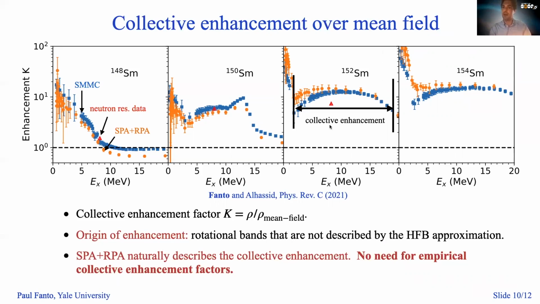Its origin is the presence of rotational band states, which can be thought of as collective rotations of the entire nucleus and that are not described in the mean field HFB approximation. And the key takeaway here is that the SPA+RPA naturally describes this collective enhancement without the need to introduce an empirical collective enhancement factor.